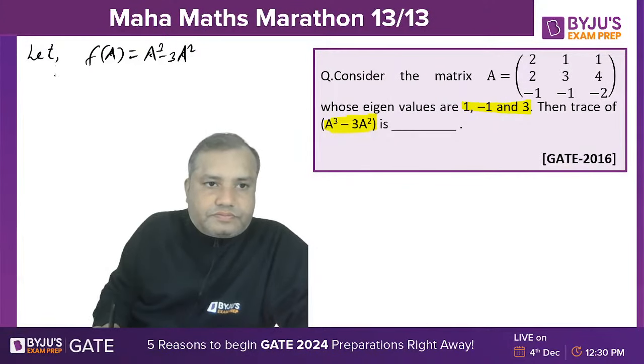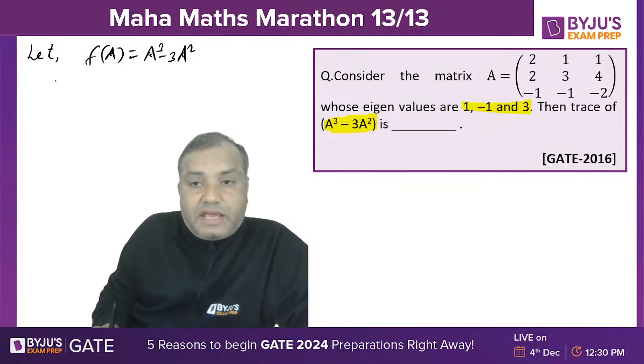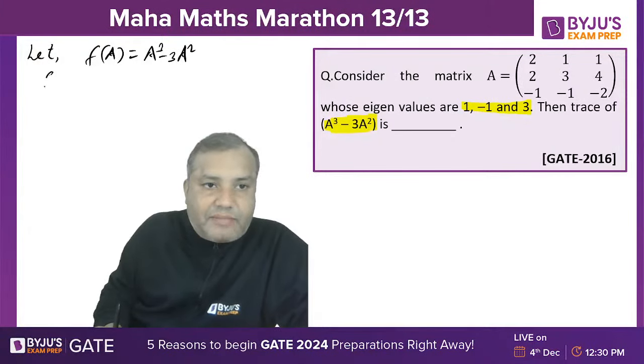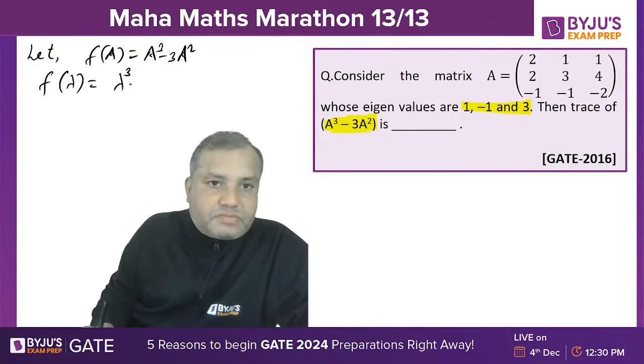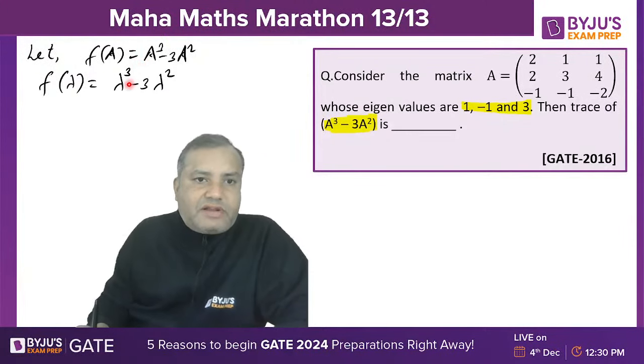So if I replace A by lambda, then I will get lambda cube minus 3 lambda square.